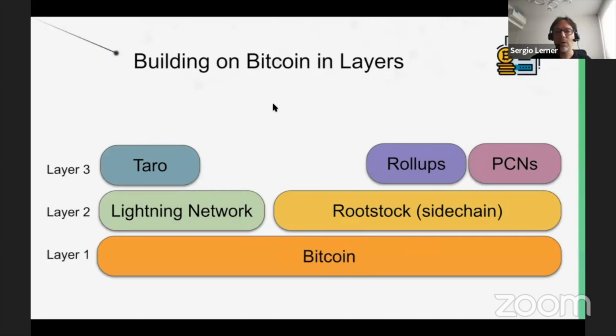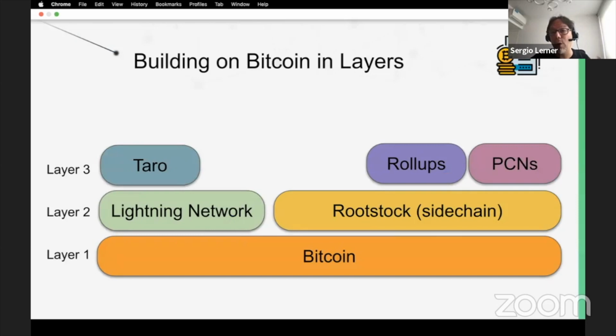And once you have layer 2s, you can also have layer 3. For instance, over the Lightning Network, you can have the Taro protocol, which allows you to exchange not only Bitcoin, but fiat currency, stablecoins, maybe collateralized in Bitcoin. And in the case of Rootstock, the sidechain, you can have rollups that allow you to have cheaper or faster payments. And also you can have your own payment channel network or state channel network on top of Rootstock. So essentially, you are able to build a stack of protocols in different layers.